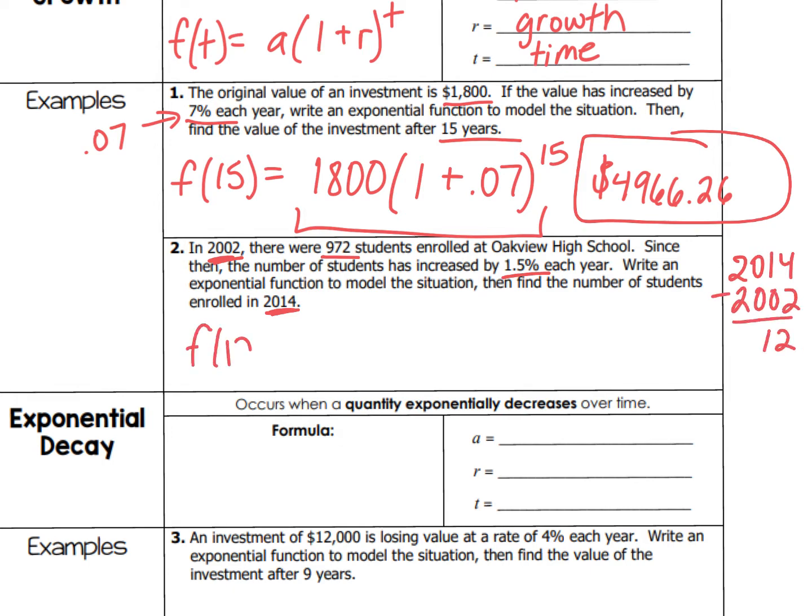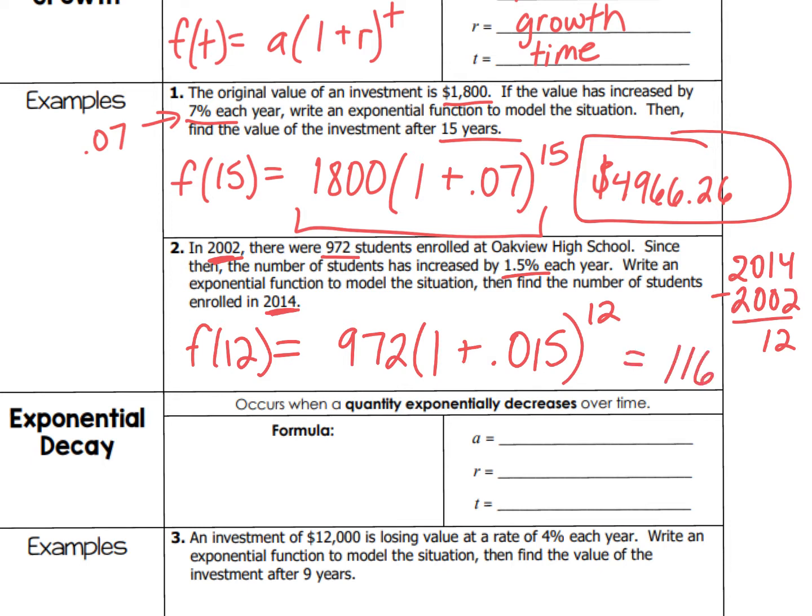So f of 12 equals my initial amount times 1 plus 0.015, close parenthesis, to the 12. And what'd you get? 1,162. Why'd you round to a whole number? You can't have 0.1 of a person, I would agree.